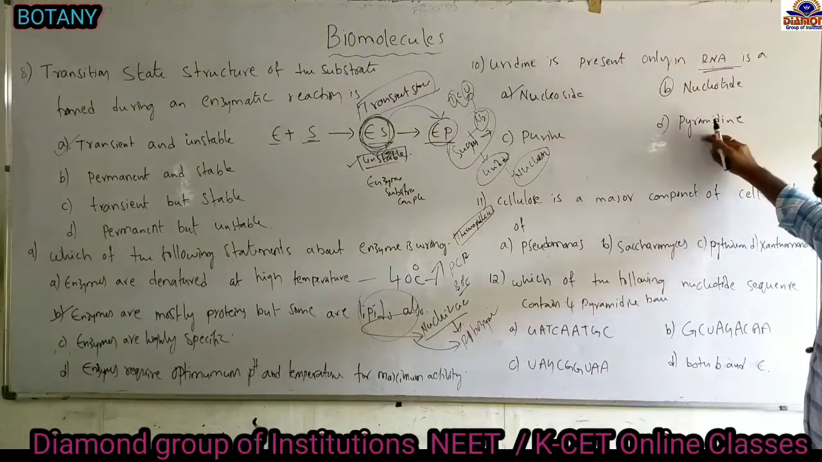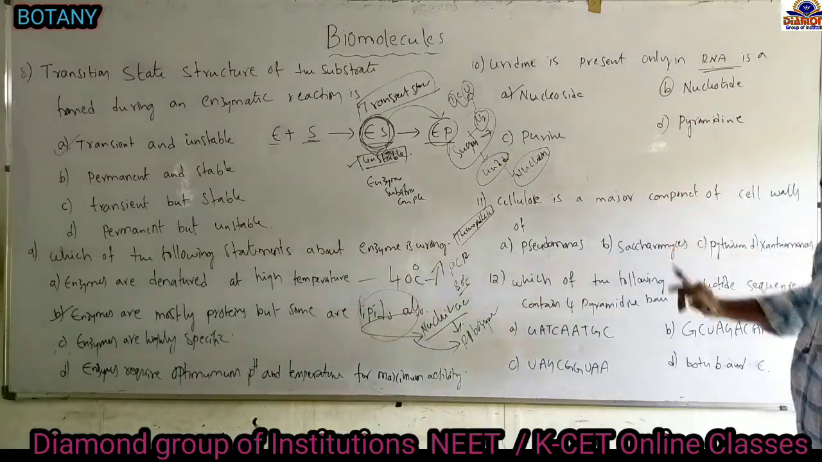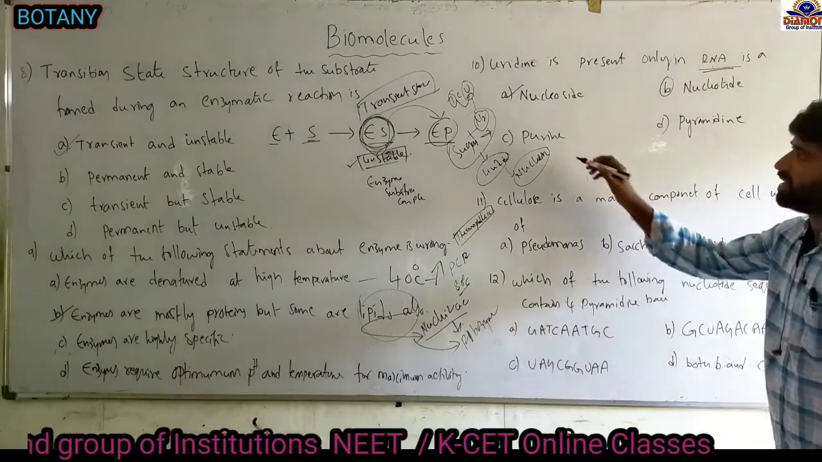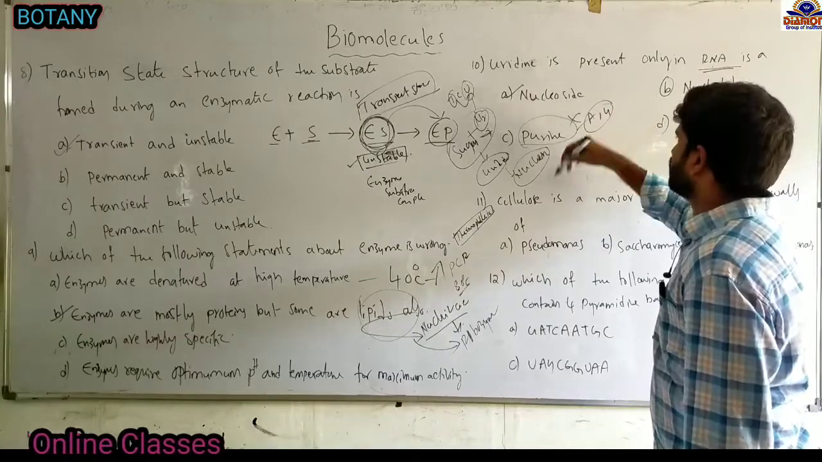So why not pyrimidine? Pyrimidine means uracil only; only the nitrogen base should be present. But here they gave uridine, which is associated with the sugar molecule. And why not consider it a purine? Purines are only adenine and guanine. So purine is not right.